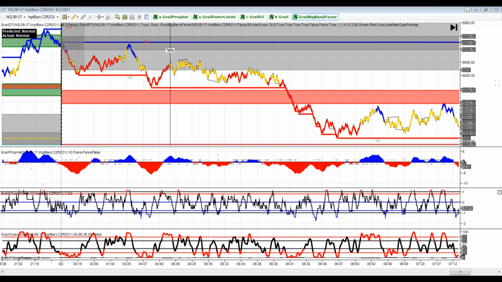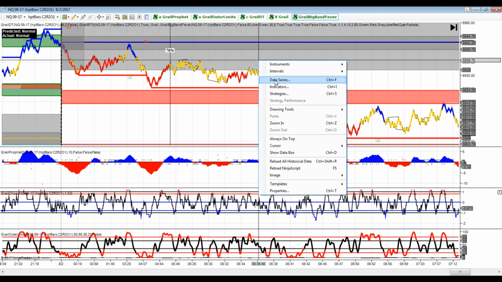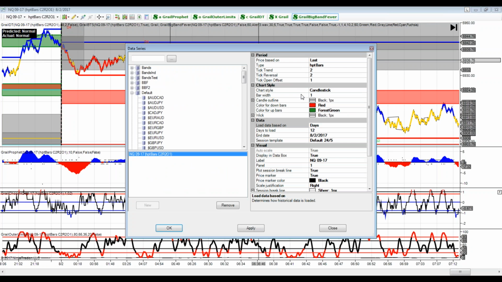Up on the Grail Big Band indicator, the first thing you want to do when you open your chart, and I'm showing the HPT bars here. If I look at my data series, I'm going to use 221. If you're running the Grail with this, then 221 is what you want, but you can also run 2-range bars with this as well.